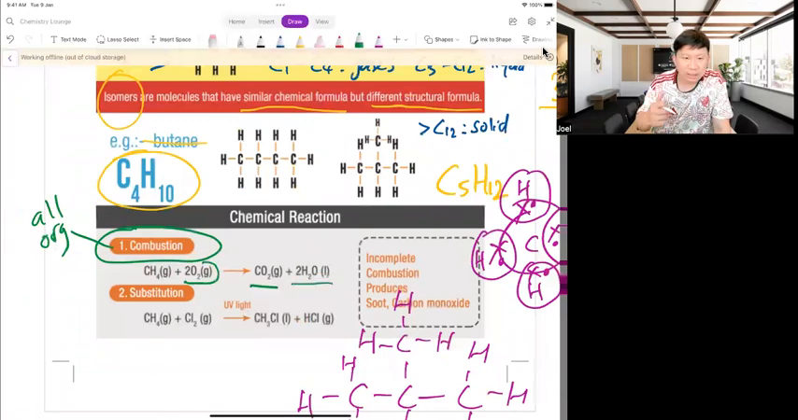So alkane is like that, alkene also like that, alcohol also like that, carboxylic acid also like that, ester also like that. All can undergo combustion. You add O2, produce CO2 and H2O. It's exothermic, hot, burning.